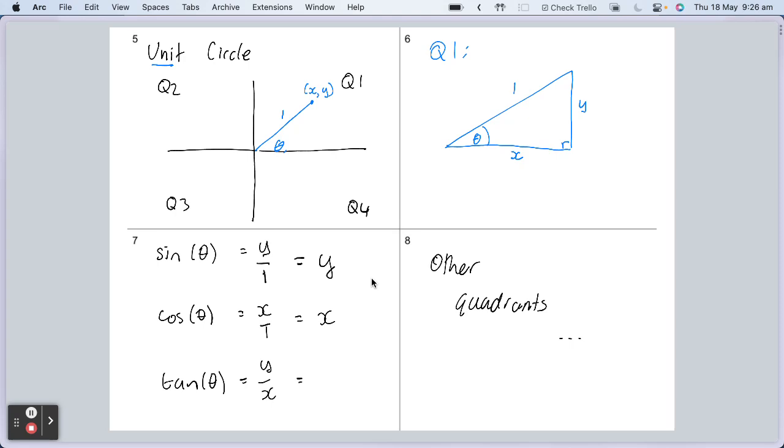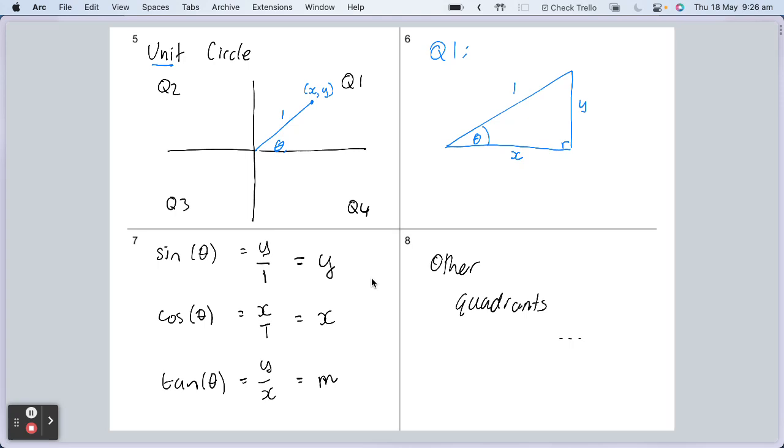Which is, by the way, I would just leave it as y over x, but that is effectively the gradient of that line. So tan can be considered the gradient in the unit circle. Sine is the y coordinate and cosine is the x coordinate.